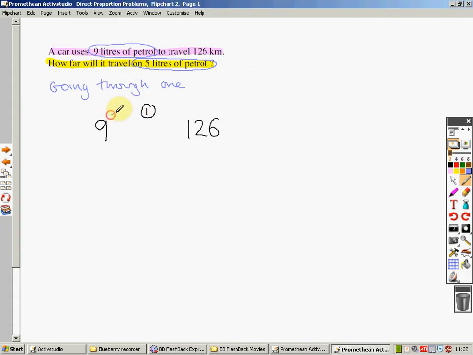How do we get from 9 to 1? Well, we divide by 9. How do we get from 1 to 126? Well, we times by 126. So how do we make the whole journey? Well, we divide by 9 and then we times by 126. And we can write that as a machine chain, which is something we use quite often. We'll also use it in solving equations. So it's a technique I like students being familiar with because it's useful in many circumstances.